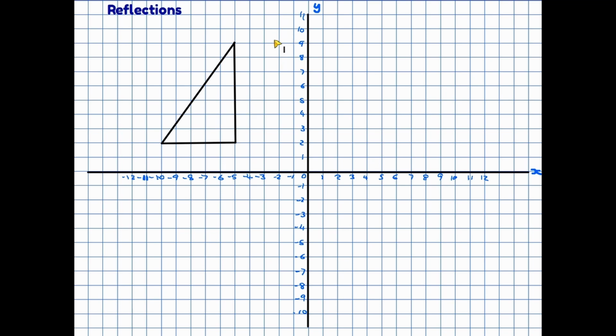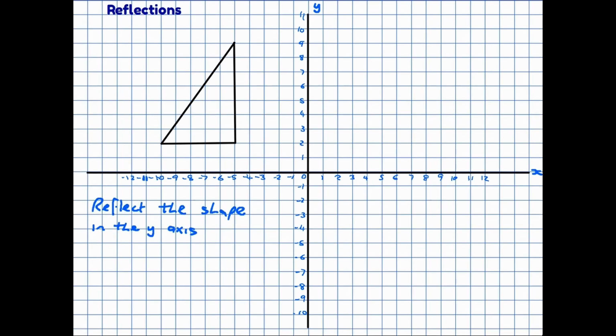So, let's assume that this particular question is asking us to reflect the shape in the y-axis. So this is telling us that the y-axis is where we are going to put our mirror. Let's just highlight the y-axis there. So we are reflecting this, which means you have to imagine if you are looking in a mirror, here is the shape in the front of the mirror. What will the shape look like on the other side?